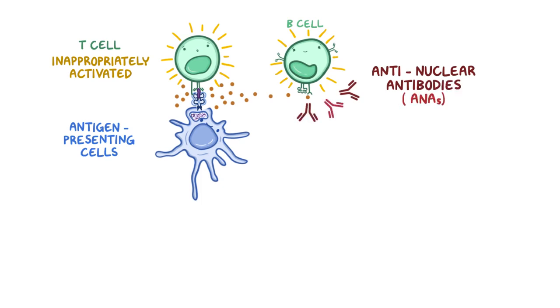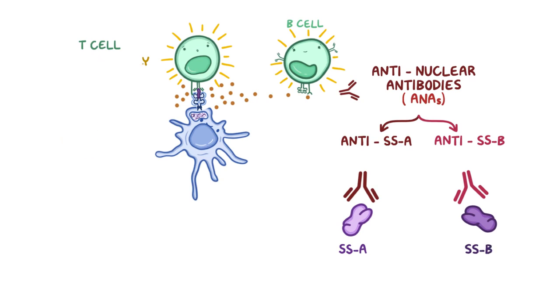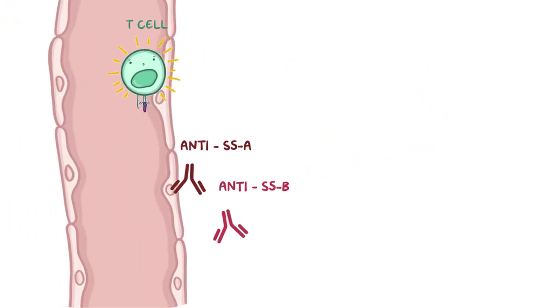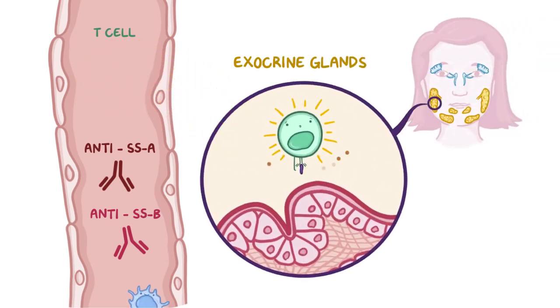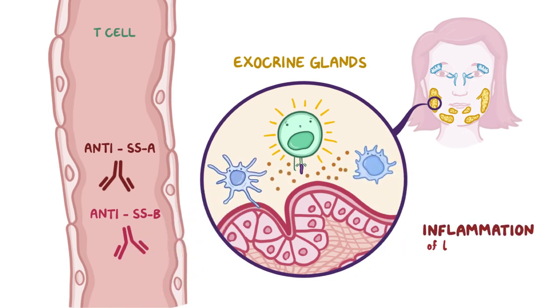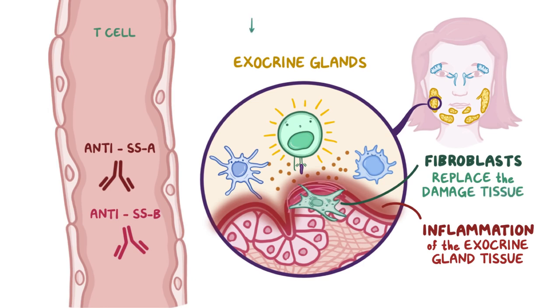against the nuclear antigens. Two types of ANAs formed in Sjogren syndrome are anti-SSA and anti-SSB antibodies, which are formed against the ribonucleoproteins SSA and SSB. Then both T cells and antibodies enter the circulation and reach the exocrine glands, where the T cells secrete cytokines to recruit more immune cells and promote inflammation of the exocrine gland tissue. The cytokines also activate fibroblasts in the tissue, which then produce fibrous tissue that replaces the damaged tissue. The end result is a loss of secretory cells in the glands.